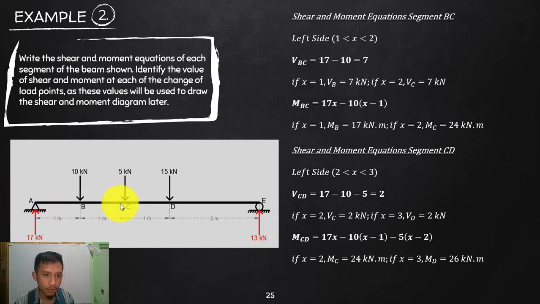So this will be clockwise positive, and the distance of that from the section here is x. And then counterclockwise 10, and the distance of that is x minus 1. And then counterclockwise 5, and the distance of that is x minus 2. So the distance of this 5 from the section somewhere here is x minus 2. Okay, so this will be my equation. Substitute the values of x for me to get the C and D.